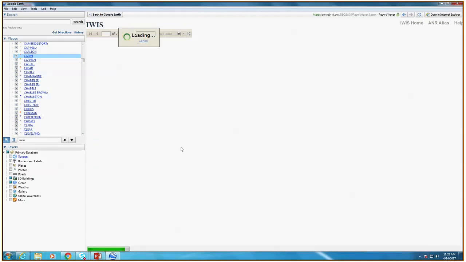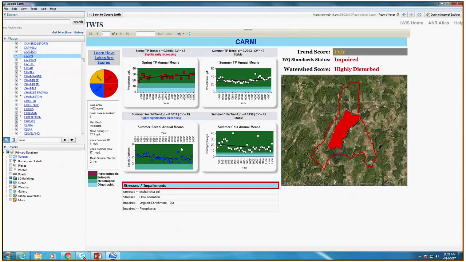In this case, I've chosen Lake Carmi because I wanted to show you some of the differences between the two different types of information that's out there. This outline of the scorecard will show up, hopefully, when you visit Google Earth and open the scorecard, as well as the coloring of the lake. And because Lake Carmi does have some impairments, that stressed impairment list shows up as a drop-down on the lower part of your screen.